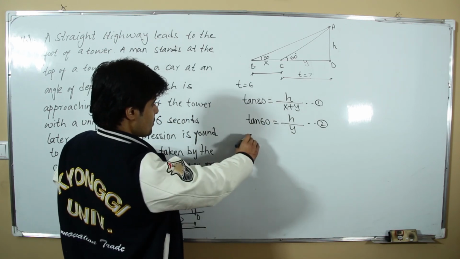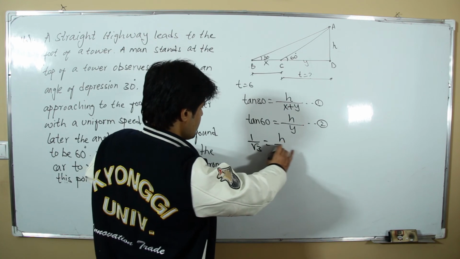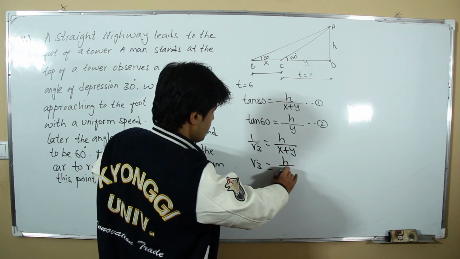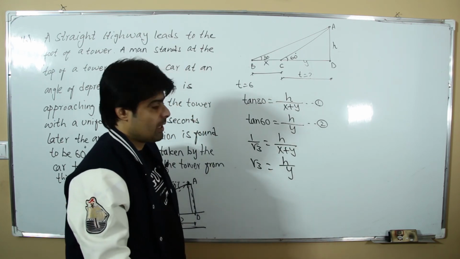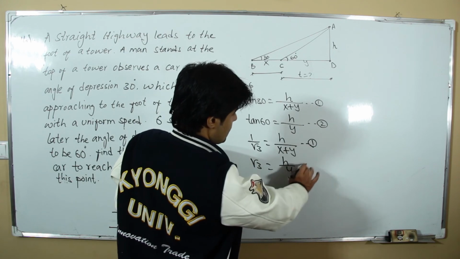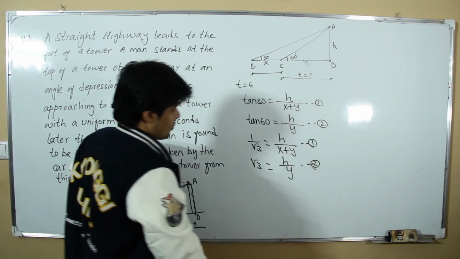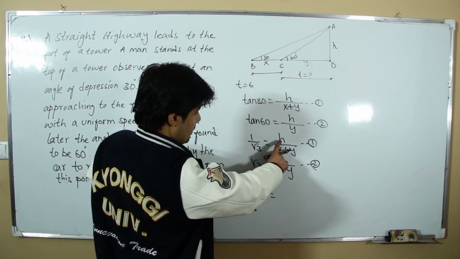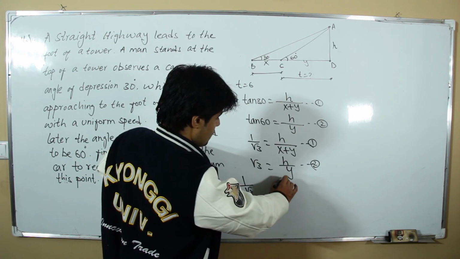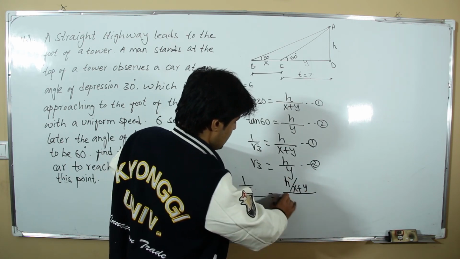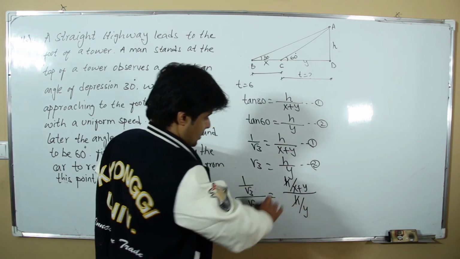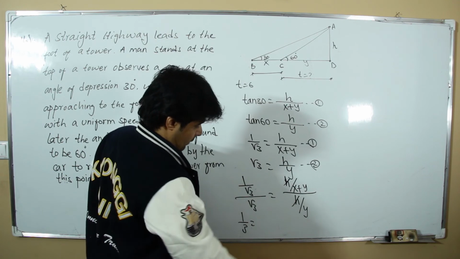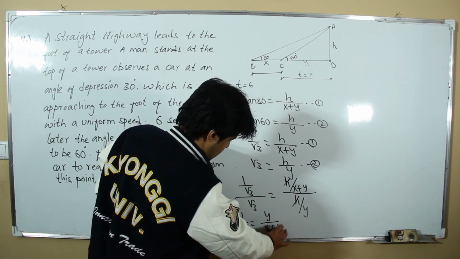Tangent 30, it is 1 divided by root 3, is equal to h divided by x plus y. This one is root 3 equals h divided by y. If I want to divide both equations, first equation by second equation, so 1 divided by root 3 divided by root 3 is equal to h by x plus y divided by h by y. H is cancelled. This one is 1 divided by 3. So in here, what do you have? y divided by x plus y.